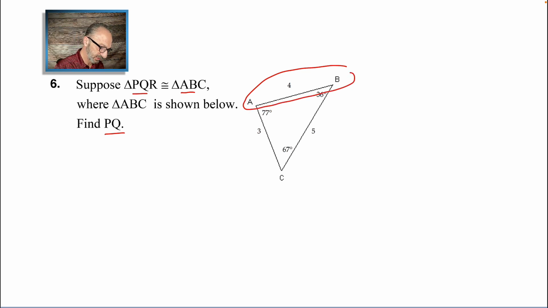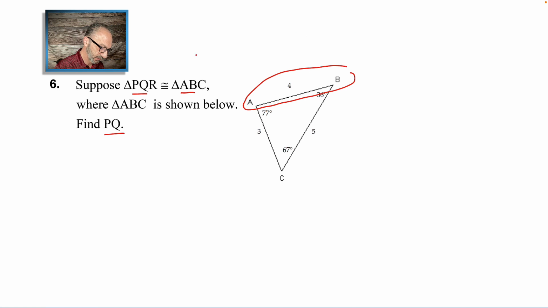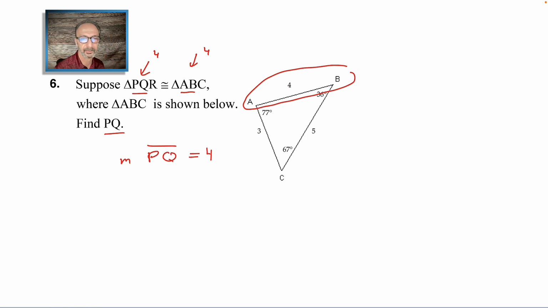So if this right here is 4 as AB, side line segment AB or side AB, that should be PQ. So find PQ, the measure of the side PQ is also 4. That should do it.